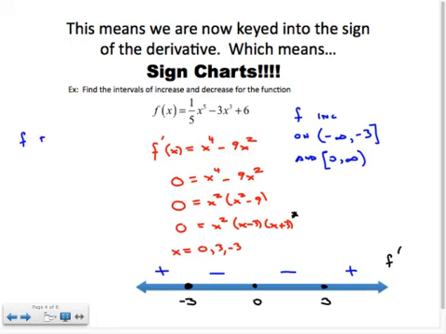Similarly, f decreases on intervals where the derivative is negative, which are -3 to 0 and 0 to 3. If you're asking if you can combine those two intervals into one, the answer is yes, as long as your function is continuous. And in this case it is, so you could combine those two.